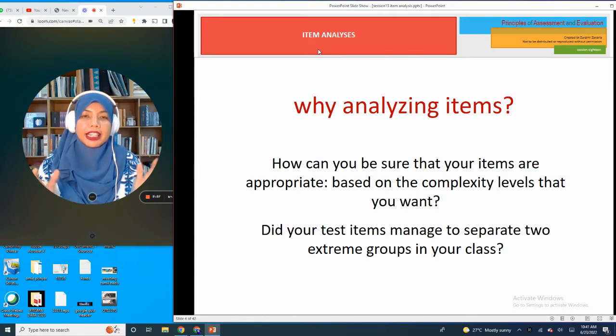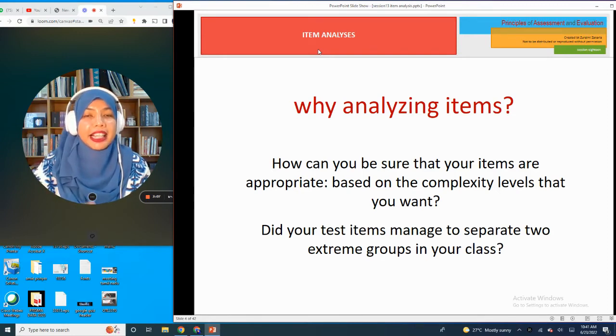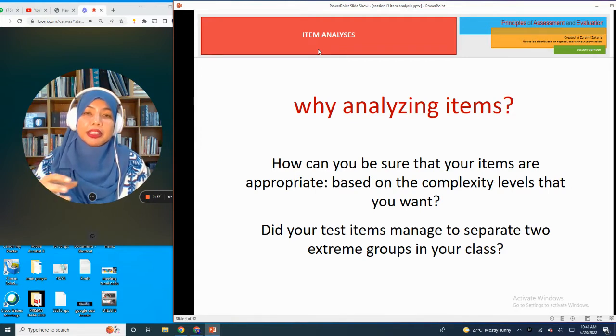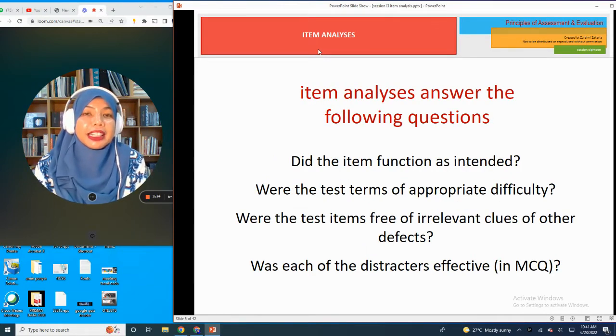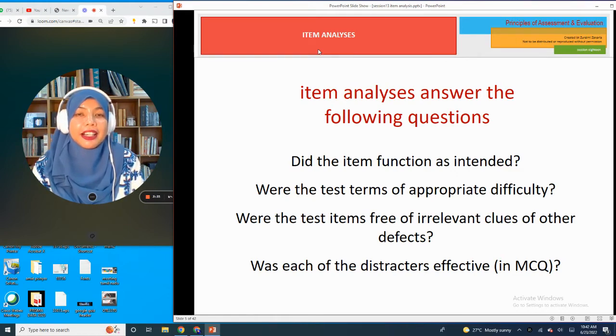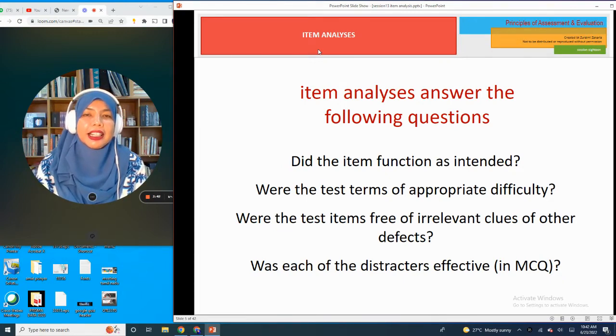Say, for example, we have decided that we want to have maybe 70% of items at LOTS level, and 30% of items at HOTS level. By carrying out the item difficulty index, we're able to see whether our items have really been targeted at, or perceived by, students to be difficult or easy, for example. By carrying out item difficulty, it also provides us with information on whether we have arranged our items accordingly from the easiest to the most difficult. Okay, so these are specific aspects that the analysis on item difficulty is able to provide information on.